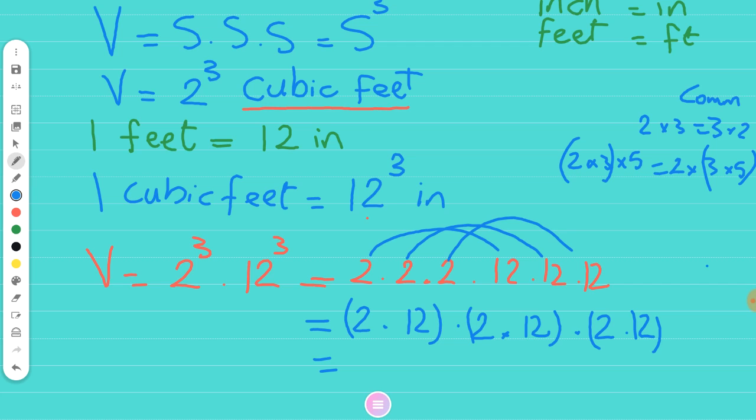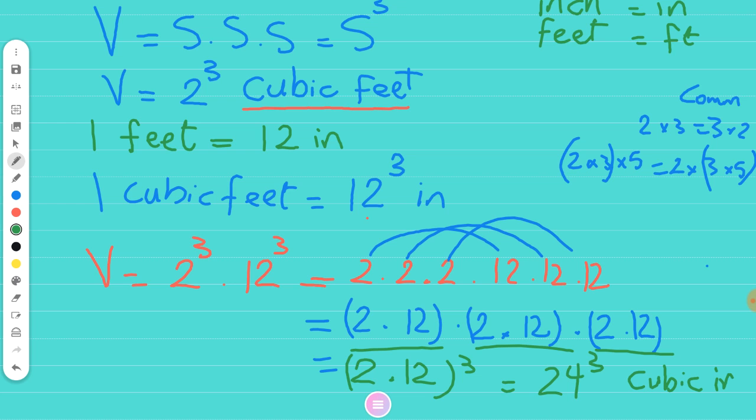Then I can write this bracket as what? The bracket is repeated 3 times: 1, 2, 3. So I can write it like this: 2 times 12 to the power what? 3. Yes, that's right. And 2 times 12 equals what? 24. So 24 to the power 3 cubic inch.